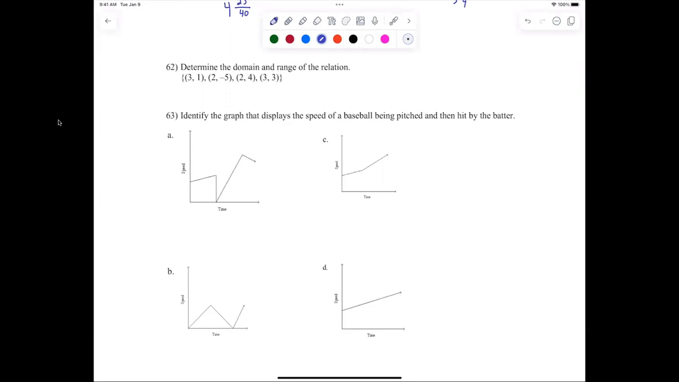All right, let's see if anybody can do this. Identify the graph that displays the speed of a baseball being pitched and then hit by a batter.